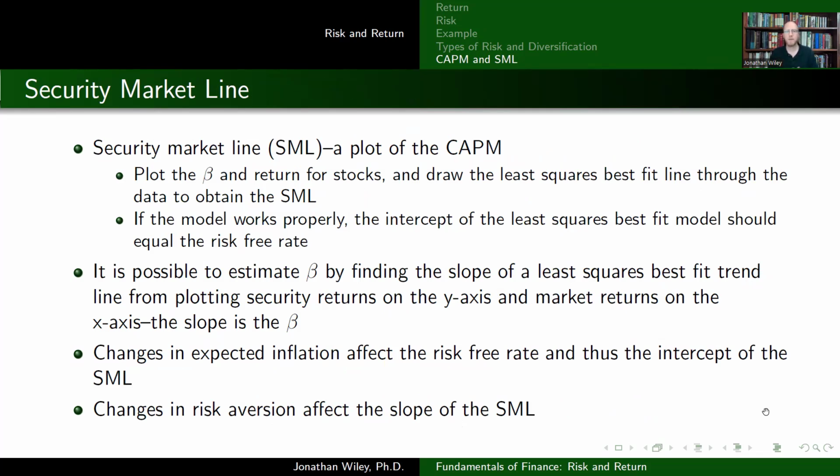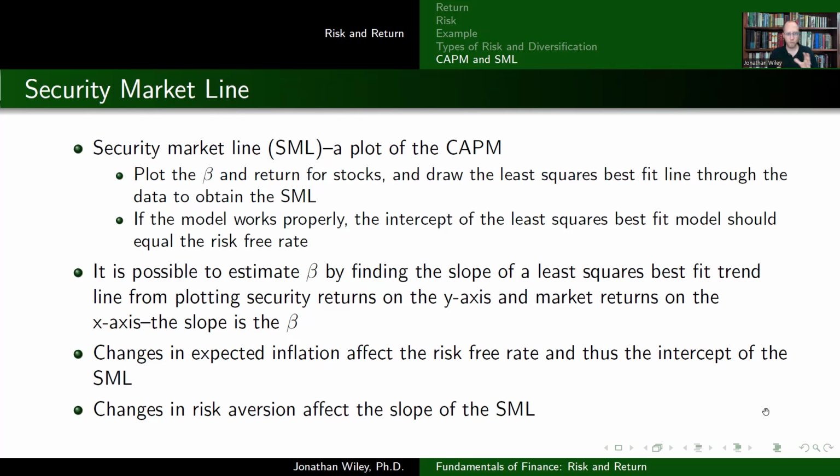So I'm going to plot betas and returns for a bunch of stocks. To use a fancy term, we're going to do a least squares best fit line. Basically, we draw the best line we can through the data points. I take the betas and returns for a whole bunch of stocks, plot them on a graph, and put the best line through that I can. The plot that I get is the SML, or security market line.